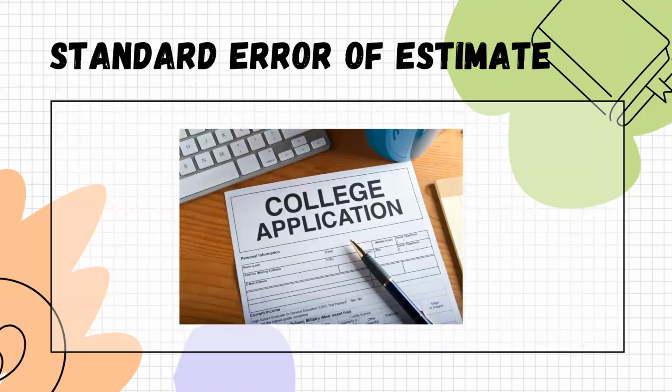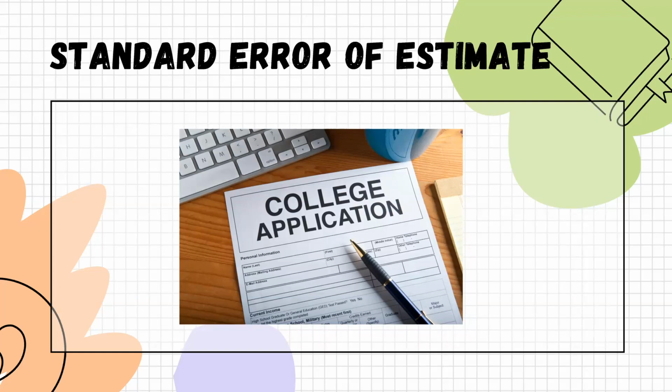Let's relate the standard error of estimate to the SAT scores and first-year college GPA in a simple way. Imagine that you have a magical SAT score predictor that tries to guess how well students will do in their first year of college based on their SAT scores. This predictor is pretty good, but not perfect. The standard error of estimate here is like a measure of how much the predicted first-year college GPAs might vary from the actual GPAs, even if we know the student's SAT score. It's a way of saying, okay, the prediction is usually close, but again, there's a bit of wiggle room.